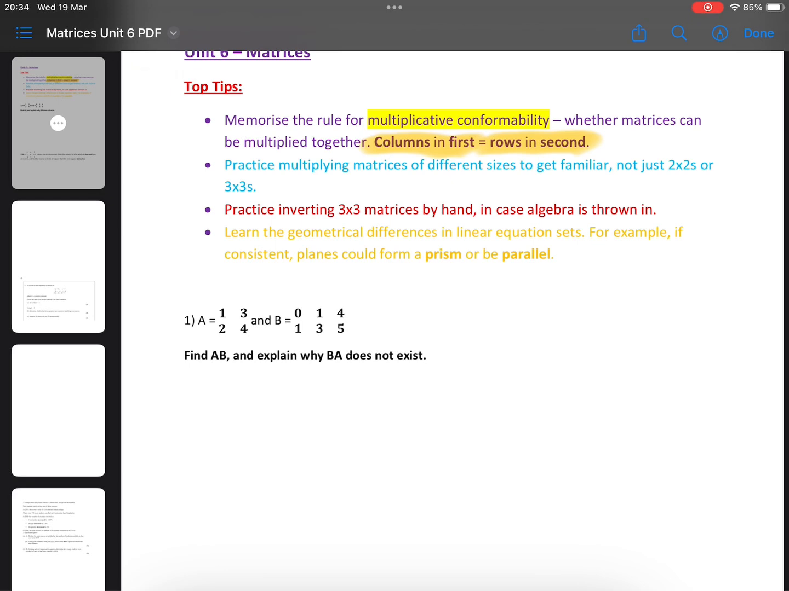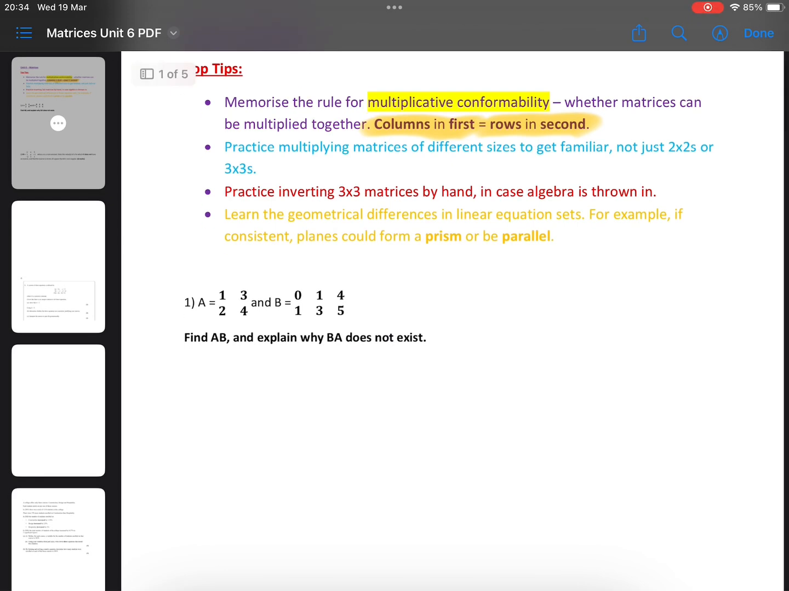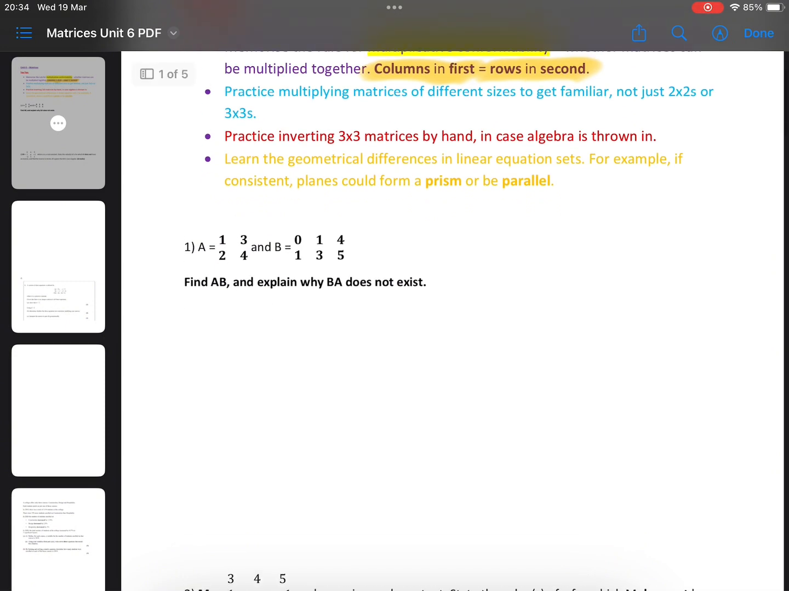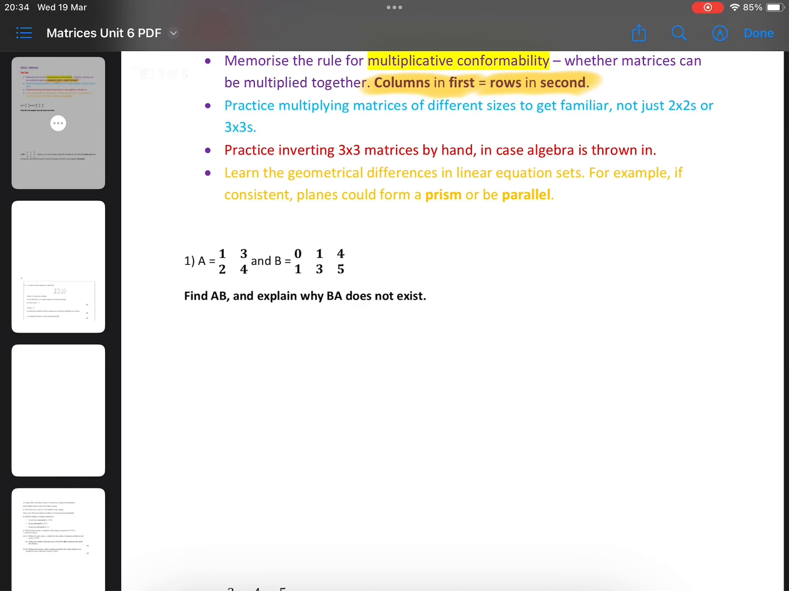Practice multiplying matrices of different sizes to get familiar, not just multiplying square matrices. That can be something that helps. Practice inverting 3x3 matrices by hand. Usually you can use your calculator, but if they put in an algebraic term like an A or a K, then you have to do it by hand, so you have to know that, unfortunately.